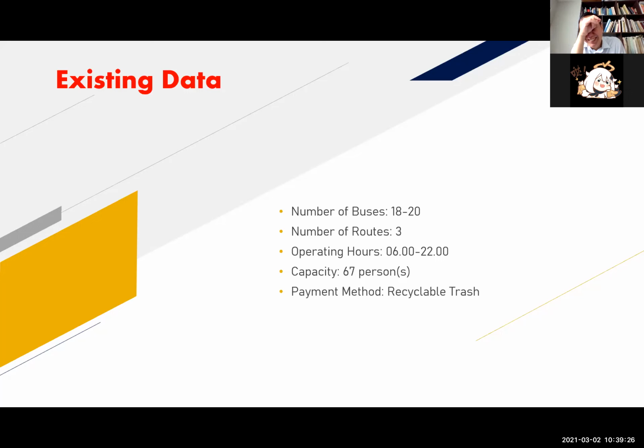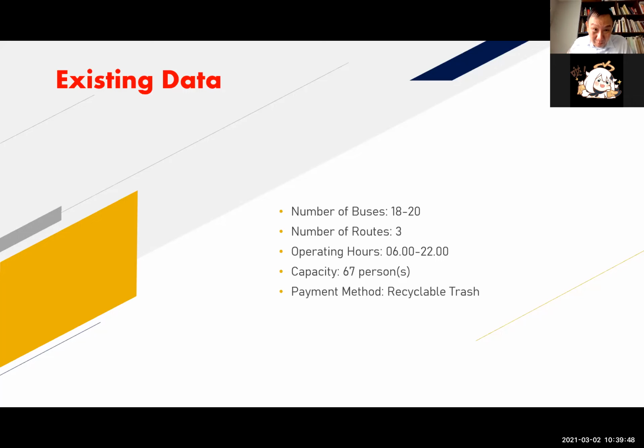Actually, it's true. It is completely true. 18 to 20 buses, 20 buses for three routes. Divide by three, that means only 6 buses per route. I think it's less than that because on the east to west route only 4 buses are running at a time. So this is a joke.